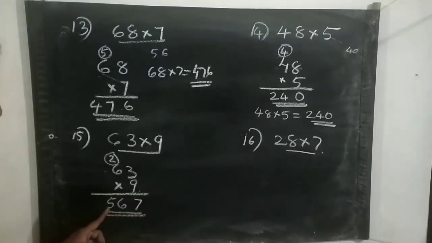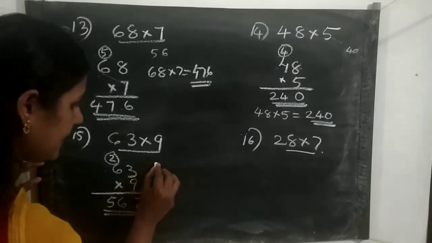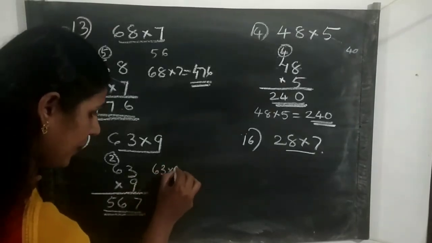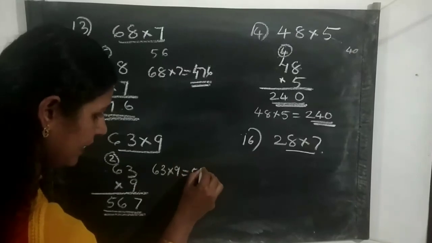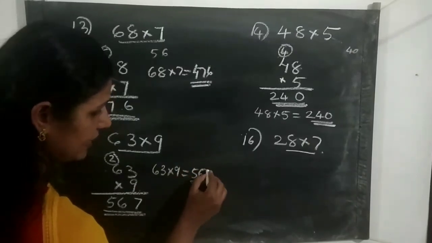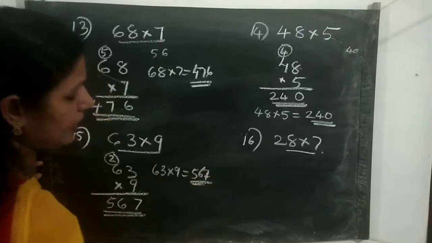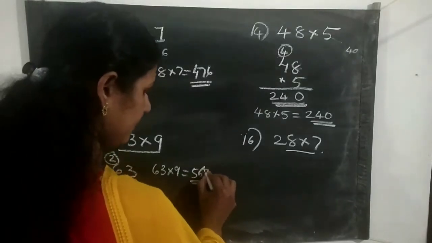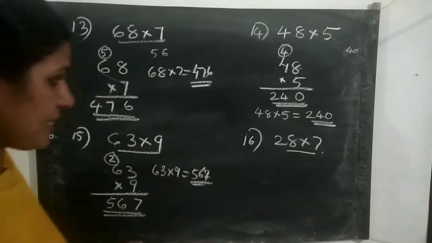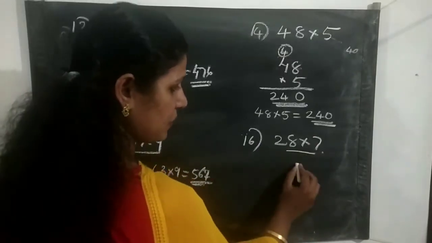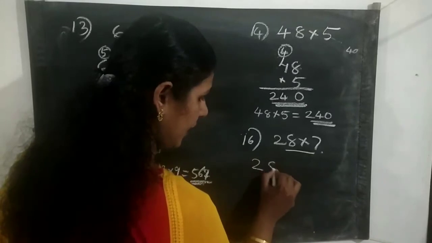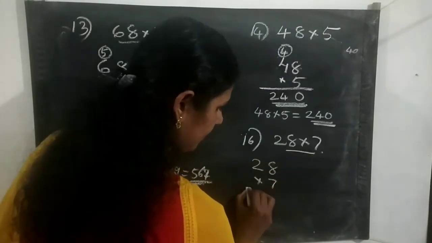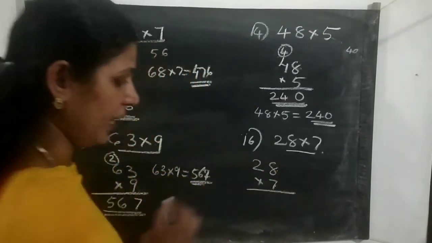So we get the number as 567. That is 63 into 9 equal 567. The next number is 28 into 7. We just multiply this 7 into 8.